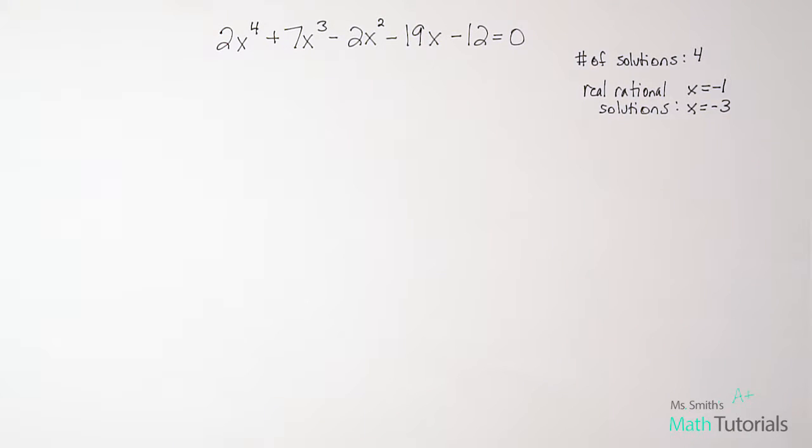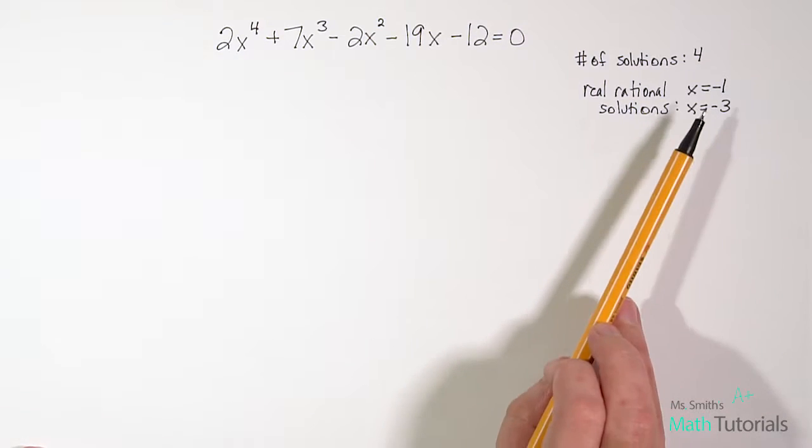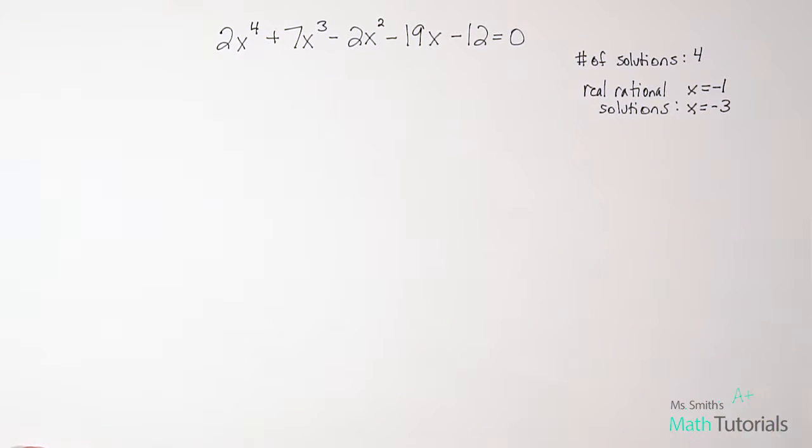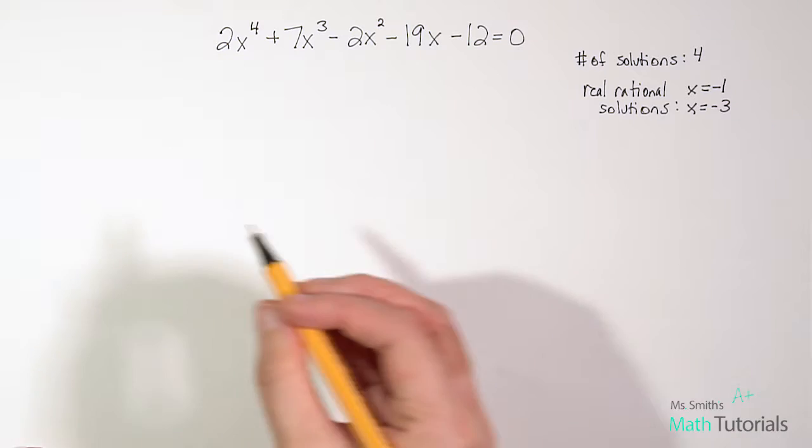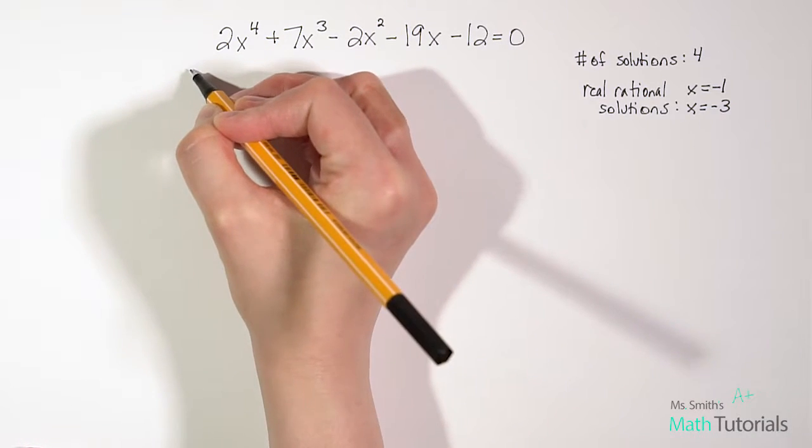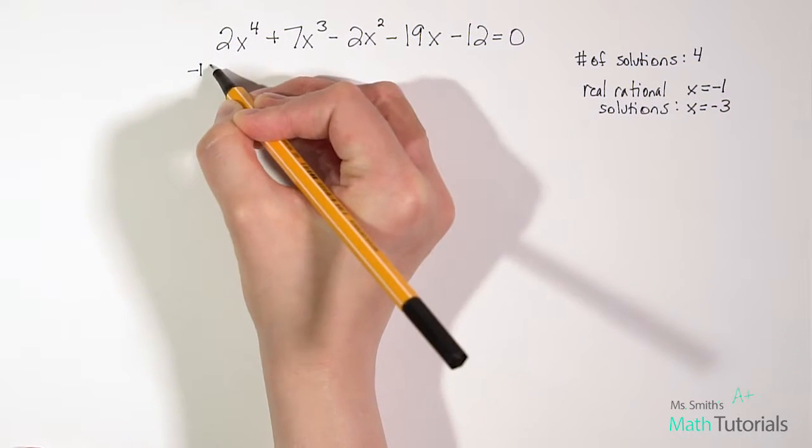This is going to be a special case where we're actually going to need to use synthetic division twice, and I'll show you how that looks. It's kind of cool. Let's go ahead and just pick one of the solutions. It doesn't matter which one you pick, but we'll just start with negative 1, and let's create our synthetic division table. So we start with a negative 1.